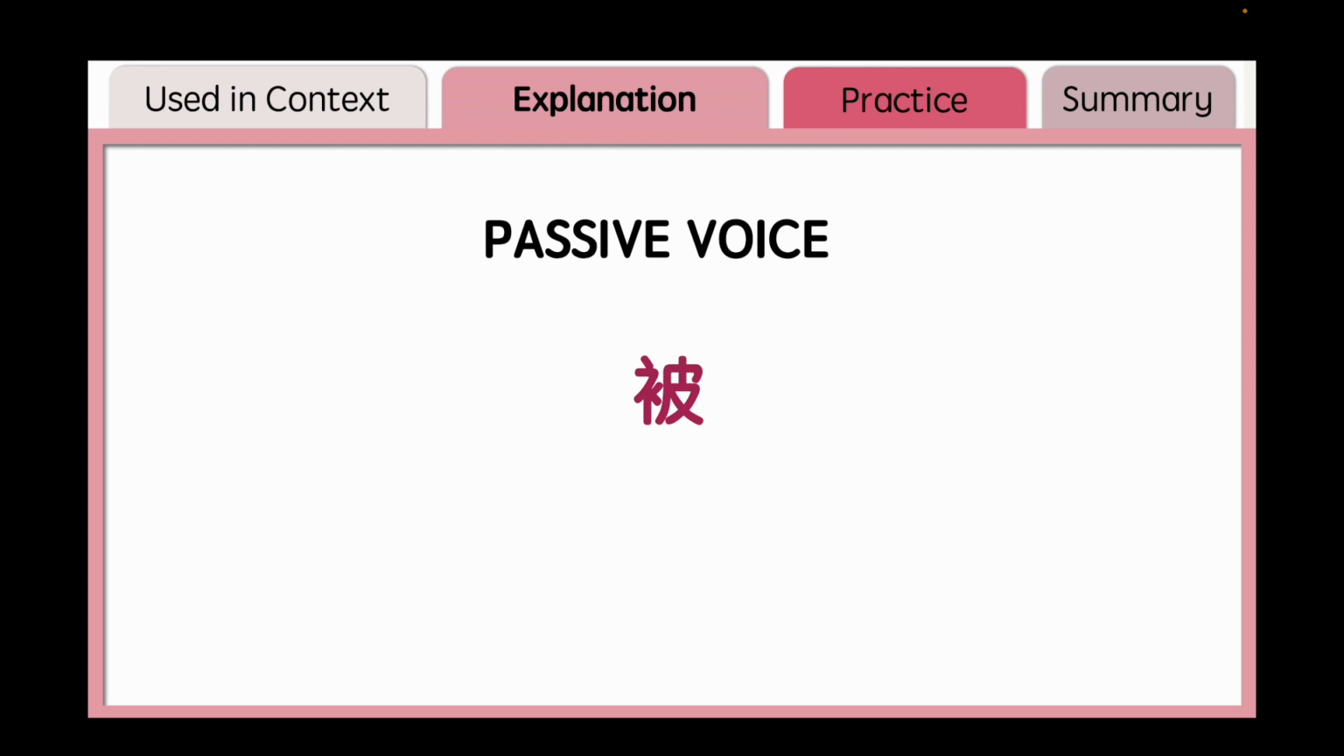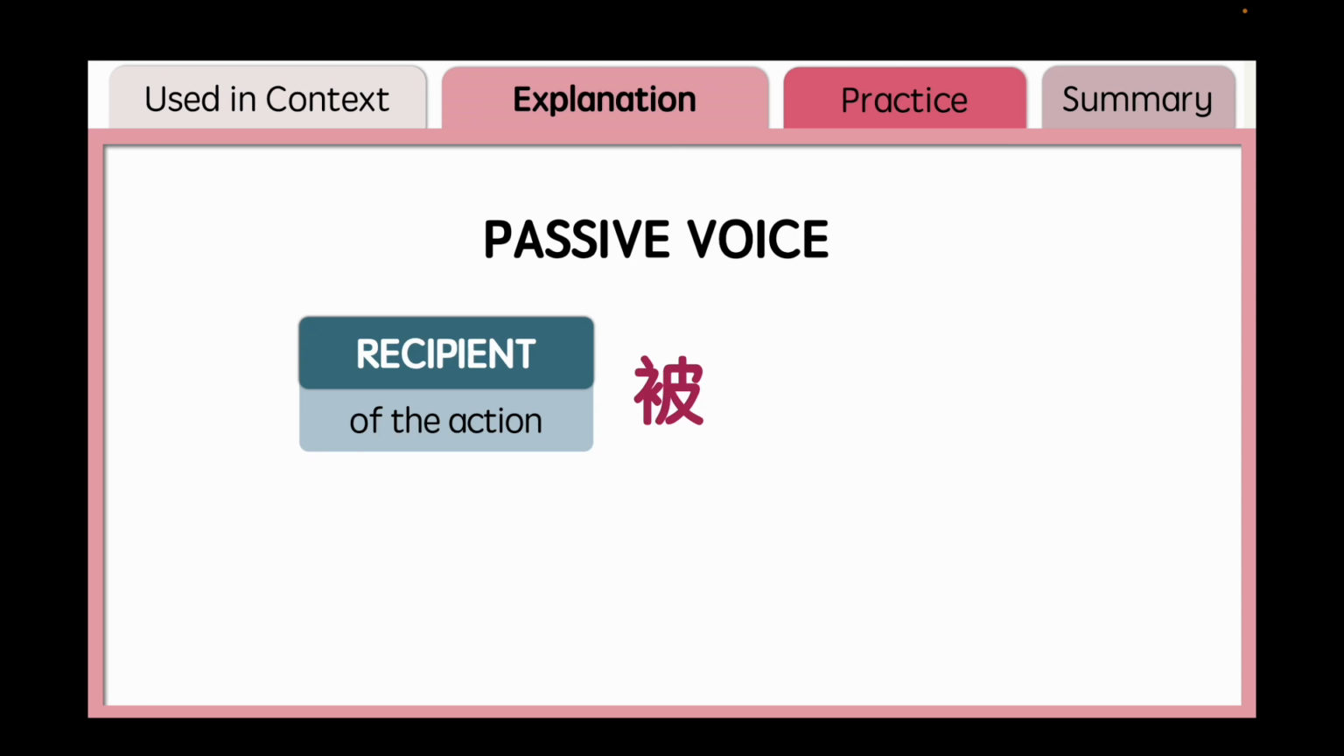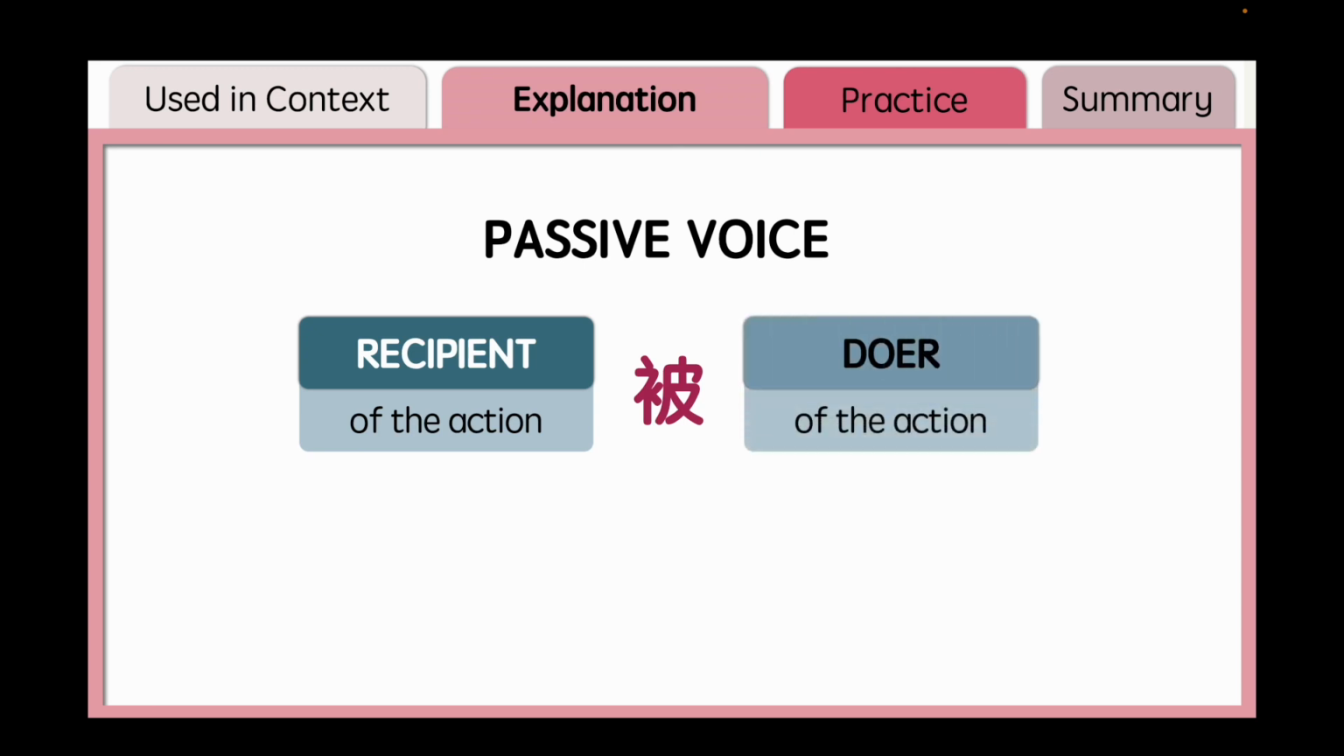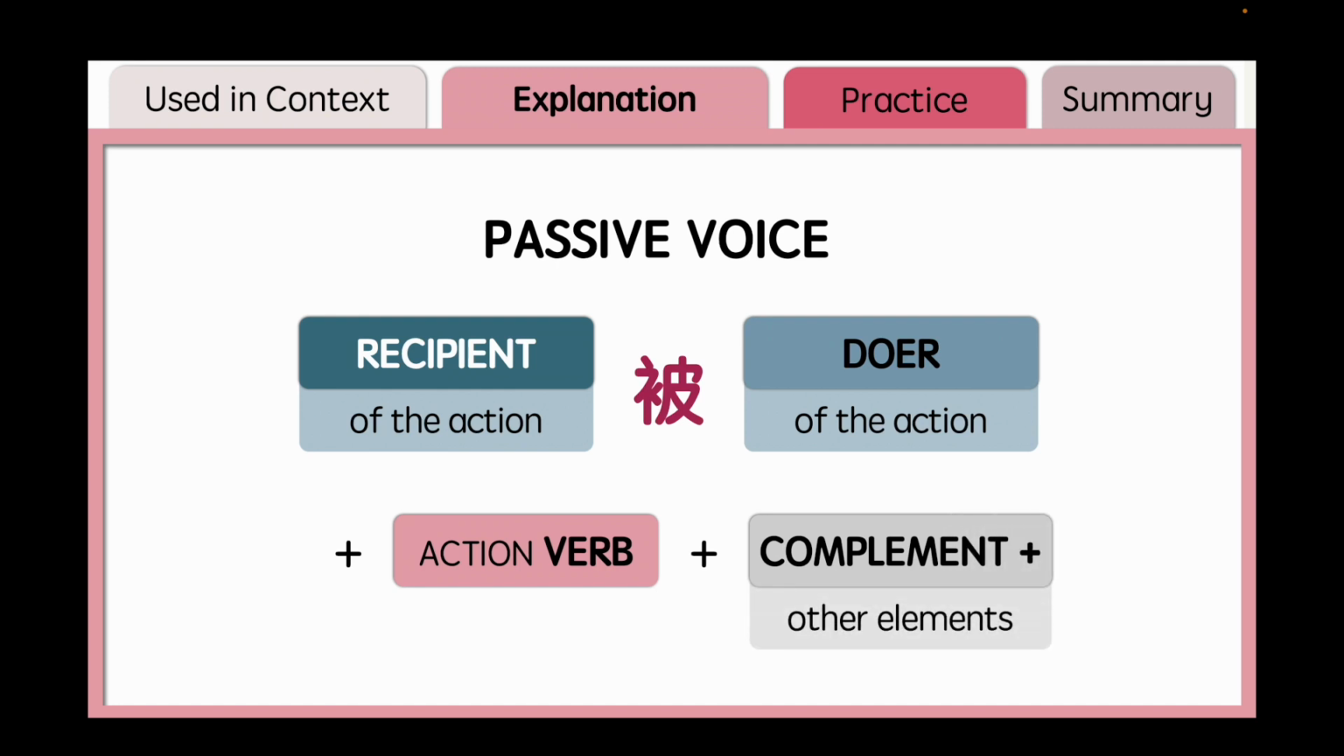It is used to indicate that someone or something is affected by an action or event. The basic format of the bei structure is the recipient of the action, bei, the doer of the action, followed by an action verb, then a complement or other elements.